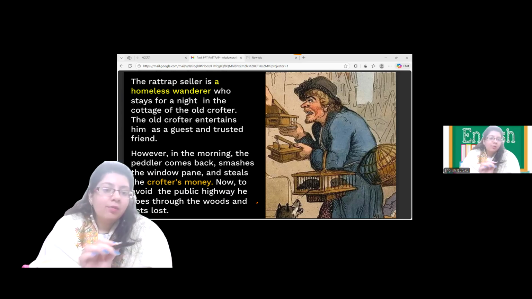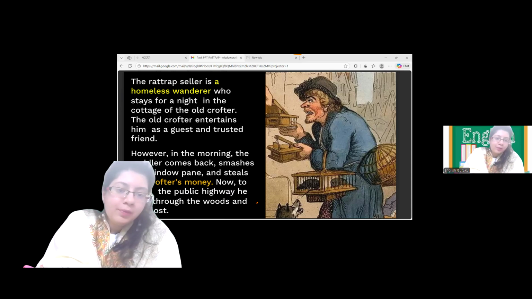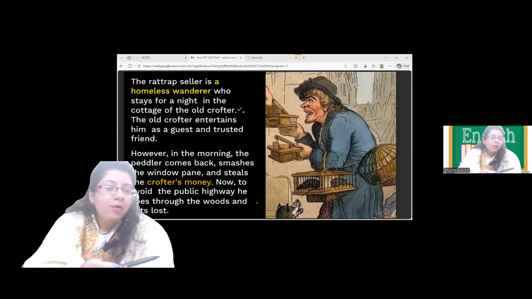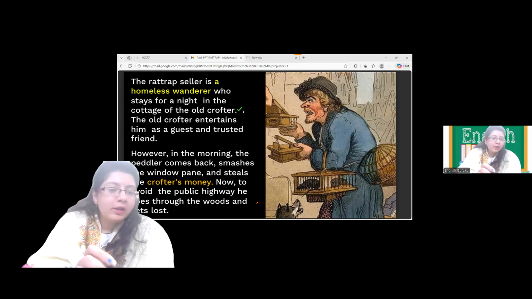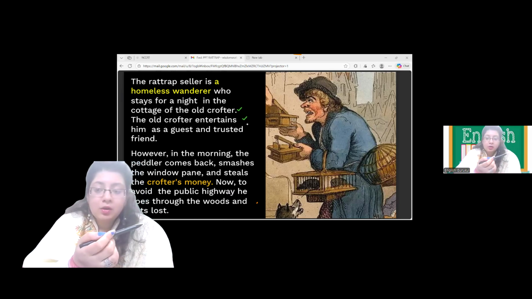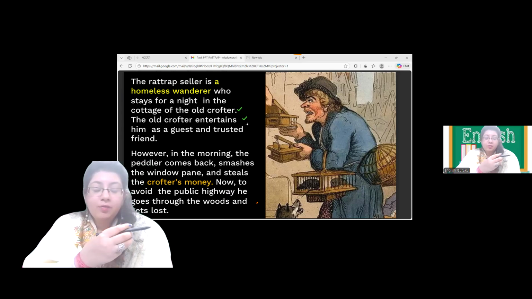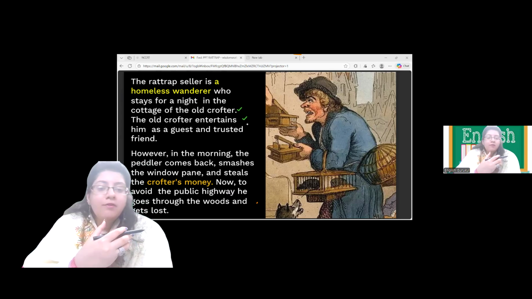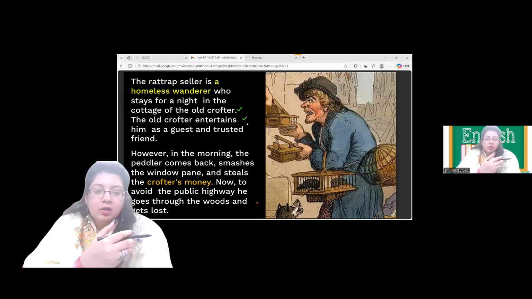So the rat trap seller is a homeless wanderer who stays for a night in the cottage of the old crofter. And who was the old crofter? The old crofter plays a pivotal, quintessential role. How? Because it was the old crofter who actually entertained the peddler in such a nice way, because earlier, throughout his life, nobody treated him like a proper guest, or nobody even let him in, right? Nobody offered him anything. He played a game with him, right? And we get to see that he also offered him to stay with him for one day. So he stayed.